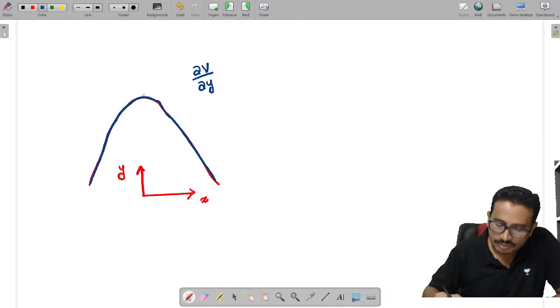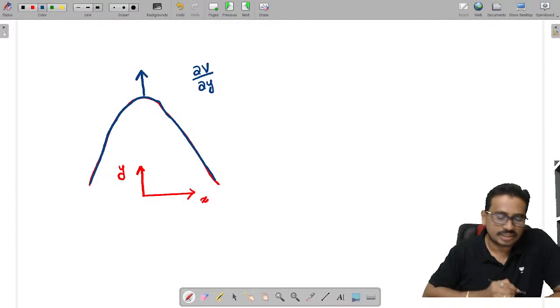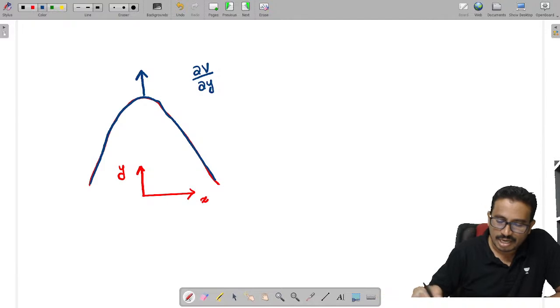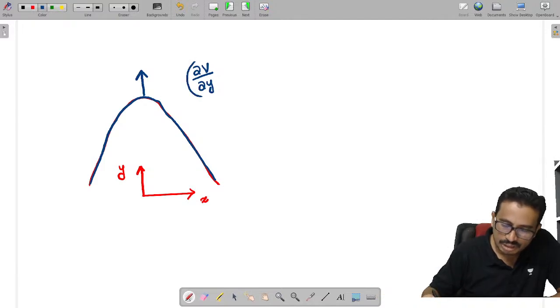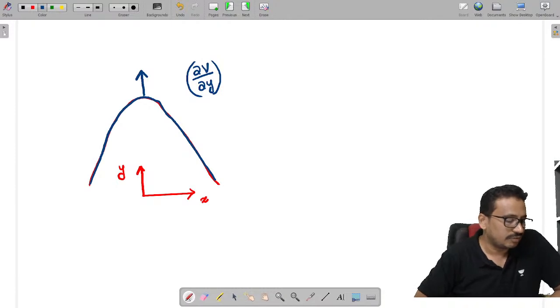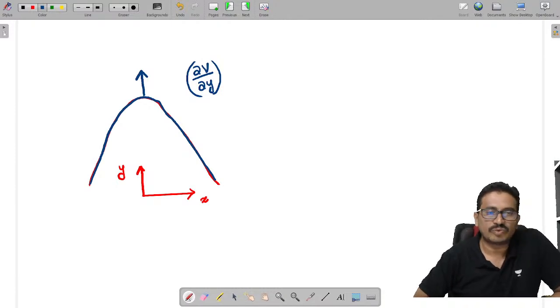Can you tell me which direction this variation is in? In this direction we have a maximum, and this gives the rate of change of the given function with respect to y.